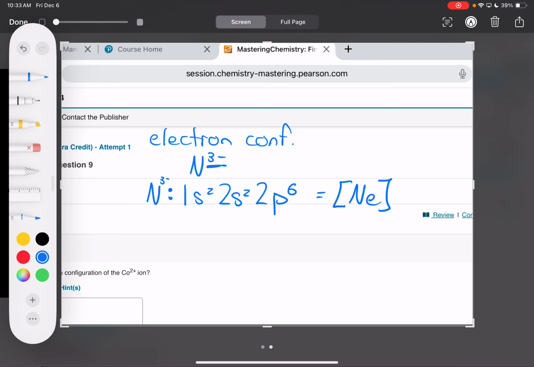So that's what's gonna happen with all of these. They're gonna gain enough electrons, if they're a nonmetal, to get to the next noble gas. Now, you can't just write neon. You need to actually write it out. Even if I'd said abbreviated for N3 minus, I would still expect helium 2s2, 2p6. Because I need to know that you know what neon is. And then metals in the main group lose enough electrons to become like the noble gas that's in the row before them.